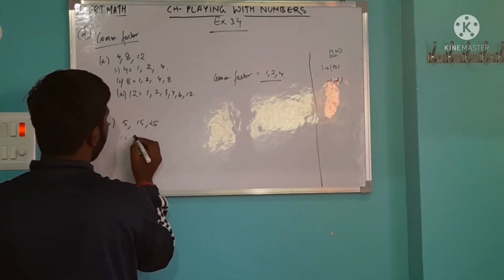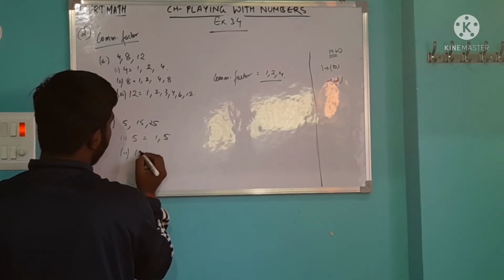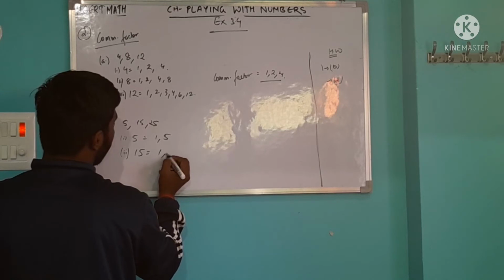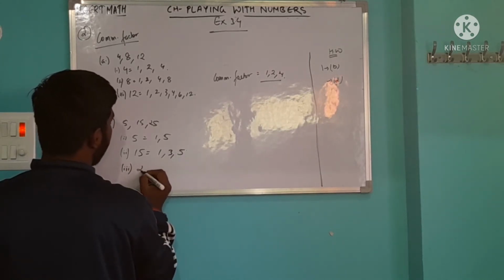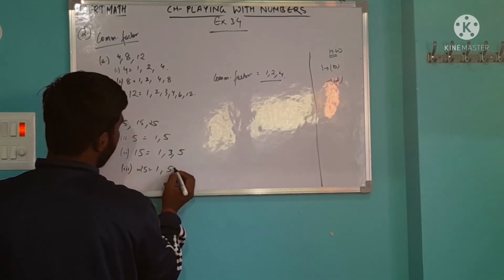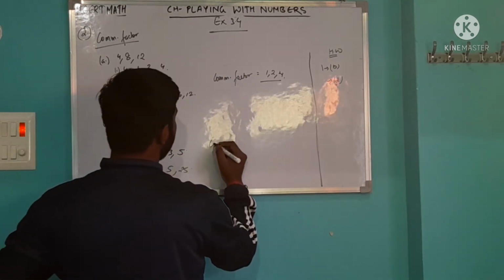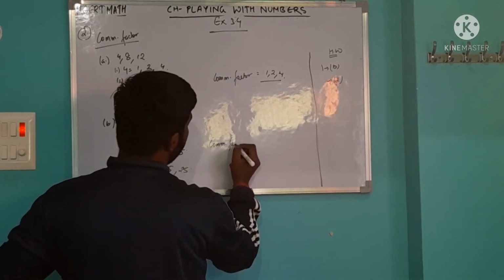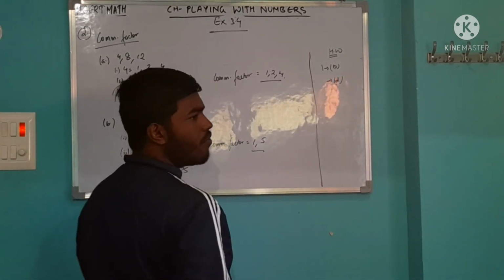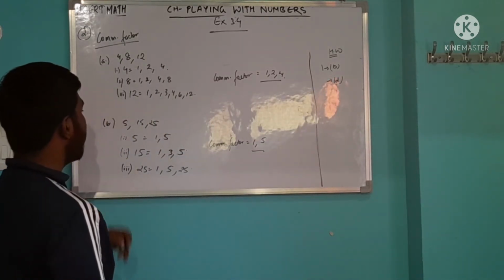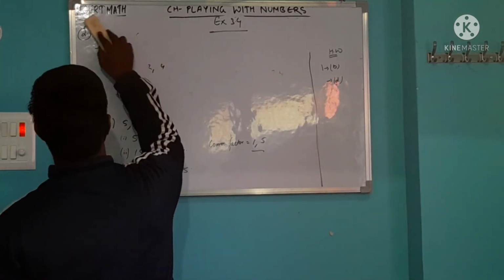For 5 we have only 1 and 5 as factors. For 15 we have 1, 3, 5 and 15. For the third term we have 25, for which we have 1, 5 and 25 itself. Here we see that the common factors are 1 and 5 only. So these are the two common factors in the second question's B part. So let's move forward and see our third question.